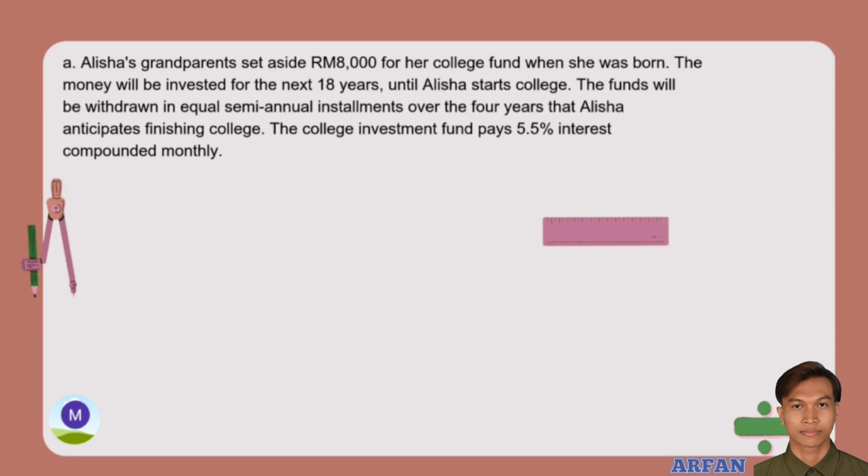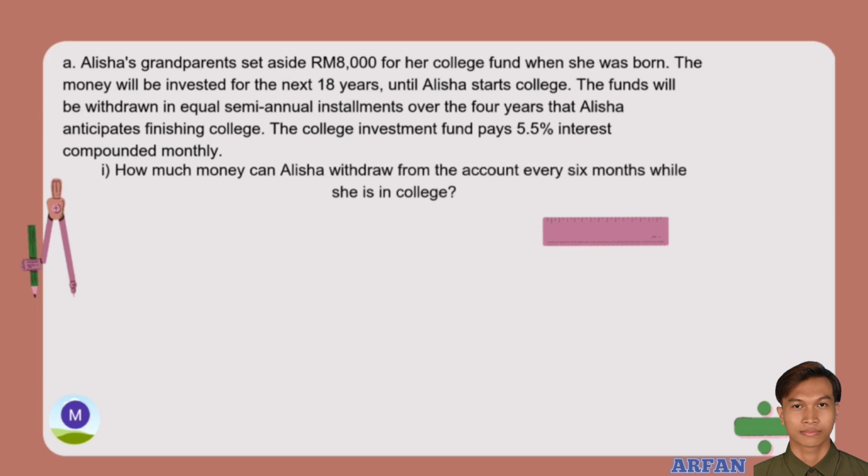The fund will be withdrawn in equal semi-annual installments over the 4 years that Alicia anticipates finishing college. The college investment fund pays 5.5% interest compounded monthly. So, how much money can Alicia withdraw from the account every 6 months while she is in college? First of all, we have to identify all the data so we can find I and N.